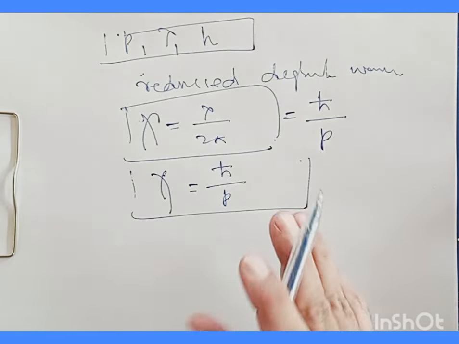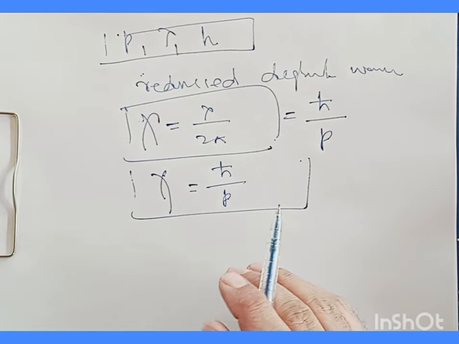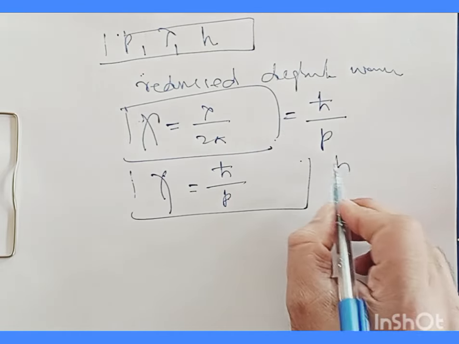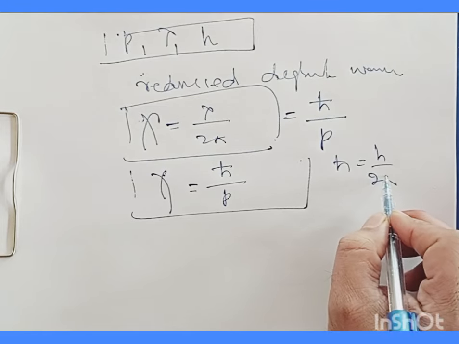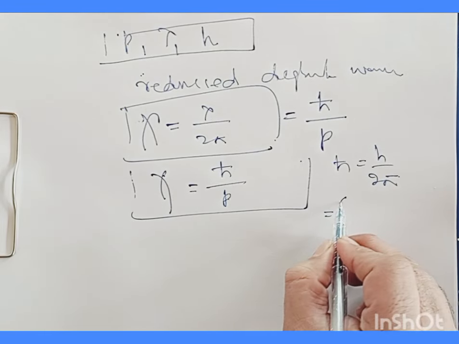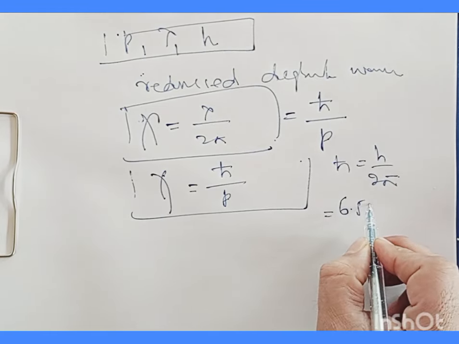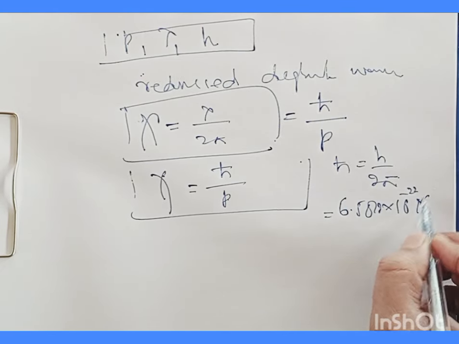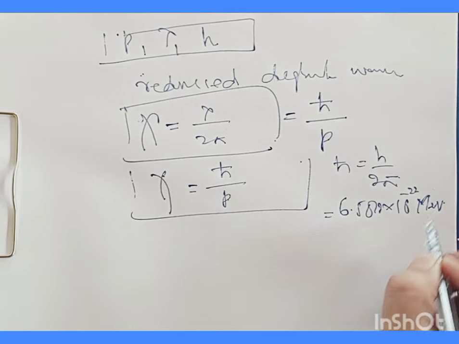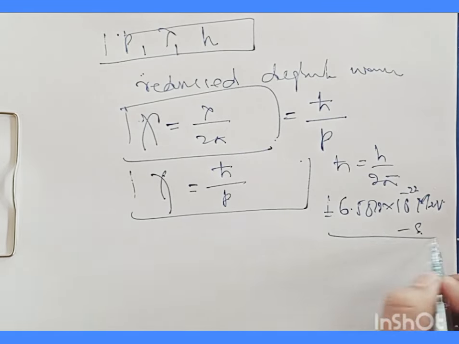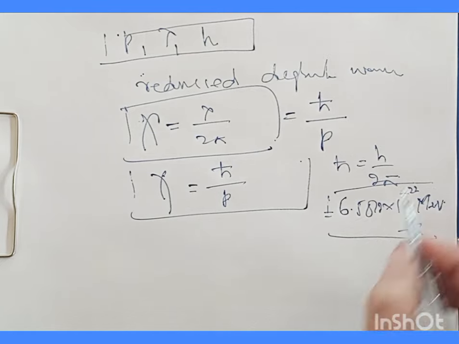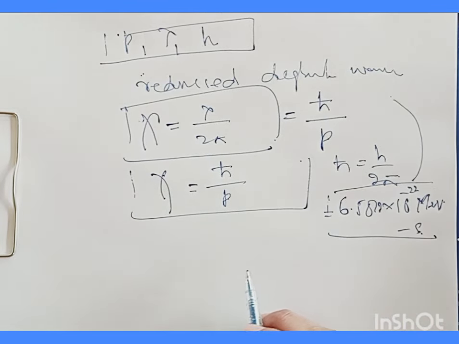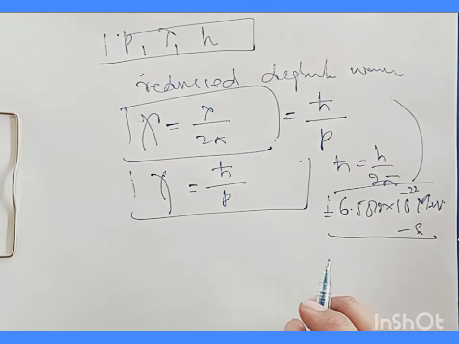So what we have here is a reduced de Broglie wavelength. And we understand that h cross is h by 2 pi, and we can have its value as 6.582 times 10 to the power of minus 22 mega electron volts second, consistent with the equation E is equal to mc squared. So what we know here is that h is Planck's constant.